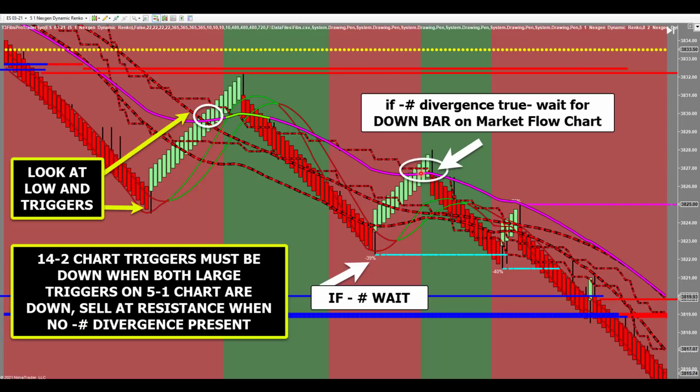Before entry is taken, please notice that the low pivot did have a negative number representing what we call divergence. While the overall trend trade look is identical to the first trade, and entries are to be taken from resistance at both large triggers, in this case magenta mid-band again, the presence of the negative divergence number will force us to require a reversal bar before entry is taken.